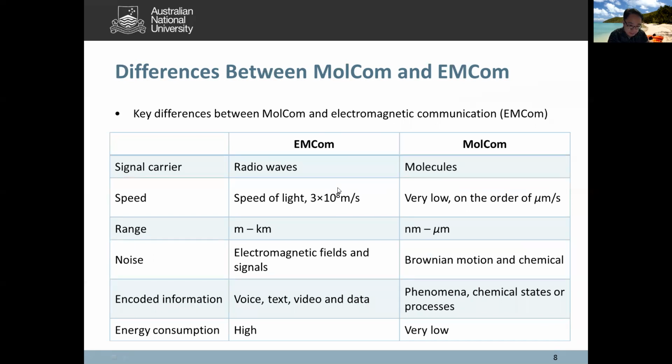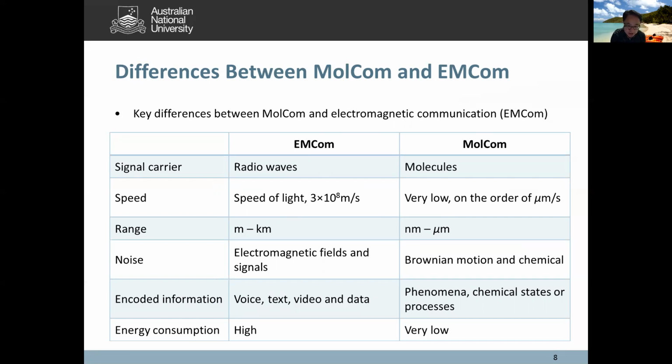And for the speed of communication, wireless communication is performed at the speed of light, which is 3 × 10⁸ meters per second. But for molecular communication, the speed is typically very, very low. Based on current studies, the speed of molecular communication is on the order of micrometers per second. When we say micrometer, it is like 10⁻⁶ meters per second.